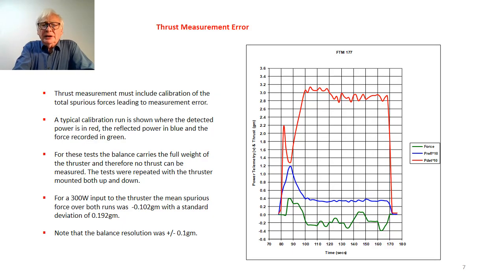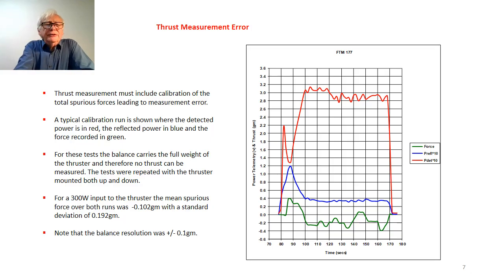If you look at the plot to the right of the slide, you'll see that we are plotting the detected power in red, the reflected power in blue. Both of these are telemetry values, and the actual force itself in green, the force being measured in grams. And if you look at the horizontal scale, it is in seconds.